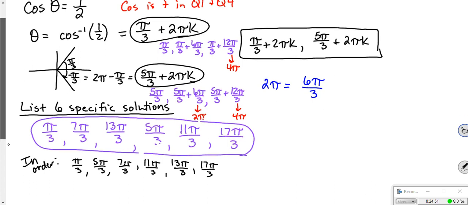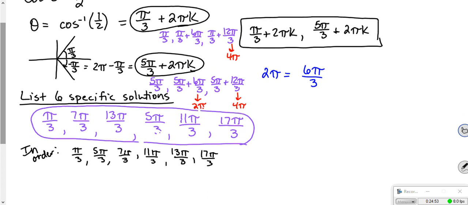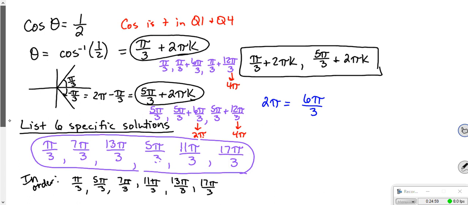And once again, we have some dead spots here. Let me see if I can get those filled in. Okay. So I hope this makes sense.